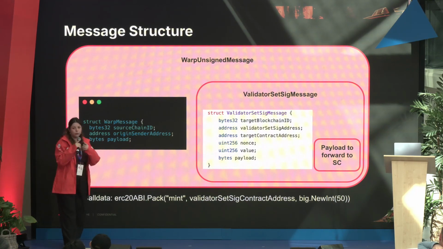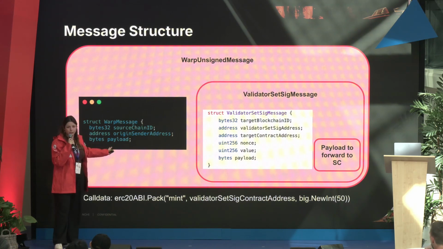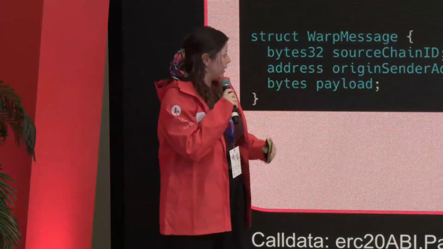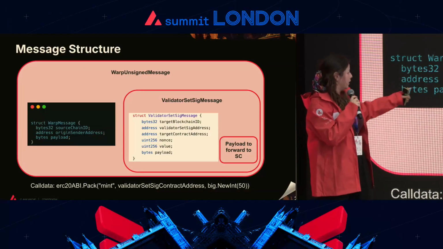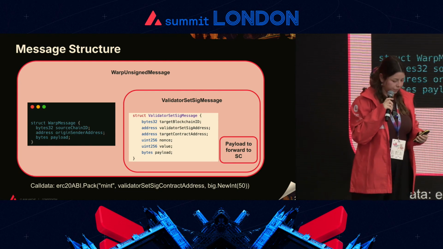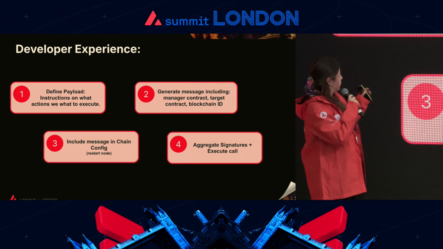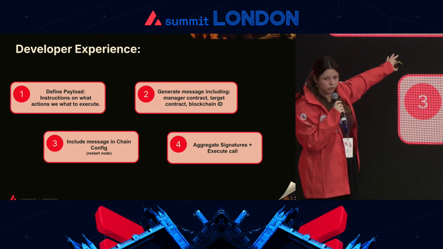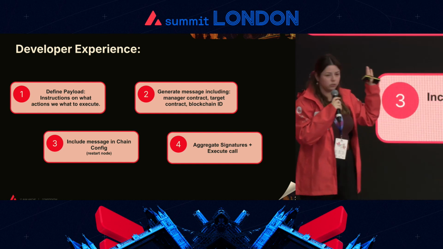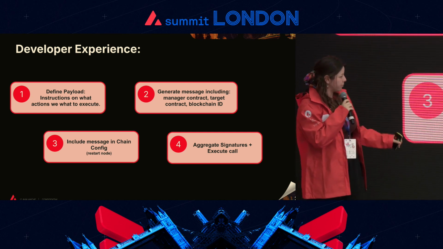On top of that, you wrap it again, so it has the form of a warp message. This warp message can be signed. It will need the source chain ID, the origin sender address, and the payload. You don't need to pass the sender one, but the payload is basically all the rest that you have. So with all this structure, you define the payload with the instructions that you want, and you generate the message, including the manager contract, target blockchain ID, and target contract.